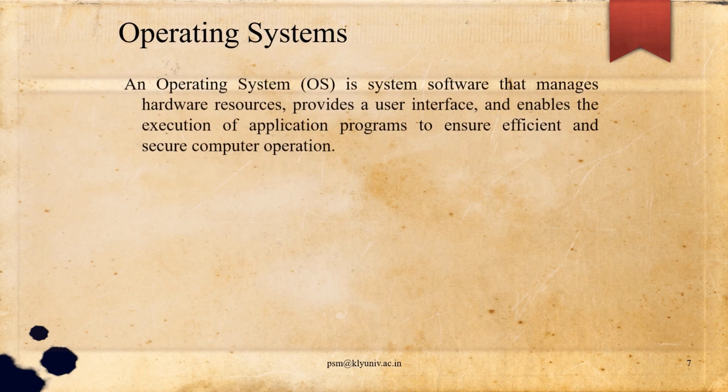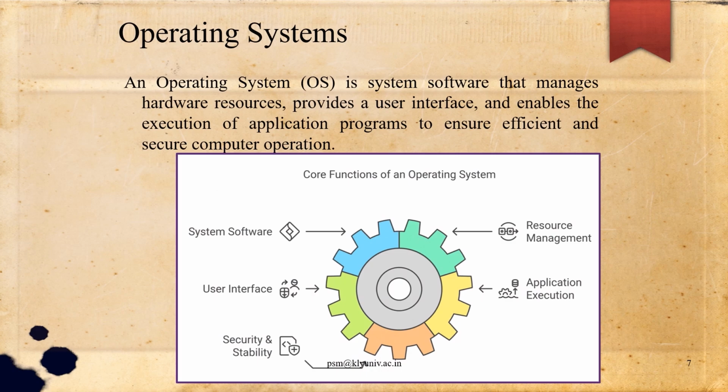So now if we come to the operating system, it is a kind of system software that manages hardware resources, provides a user interface, and enables the execution of application programs to ensure efficient and secure computer operation. On top of this definition, if we try to extract the fundamental components of an operating system, you can see it's a kind of system software. It provides a user interface. That user interface can be a CUI based interface or a GUI based interface. It offers security and stability to the system. It works as a resource manager.